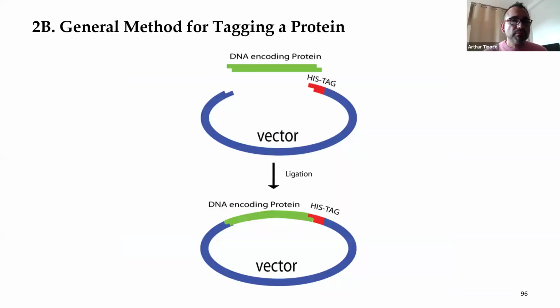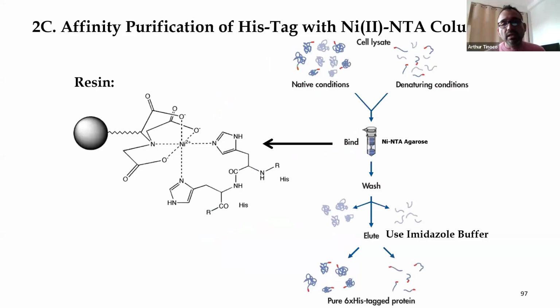So this is just an example where we introduce a tag. We have a vector that includes a tag of interest. Here I'm just showing you a histidine tag. And so we have a DNA encoding protein. You ligate that into that vector. So by that ligation process, you have your gene that will ultimately be used to produce a protein, but then is ligated to that histidine tag so that when this is expressed, you're going to express your protein plus the tag.